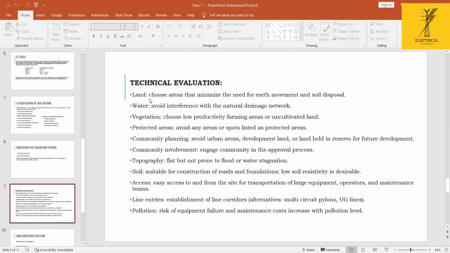Community planning. Avoid urban areas. Land cost is very, very high in the urban areas. Avoid development land or land held in reserve for future development. Avoid forest areas or the land near river crossings or near railway crossings. Avoid dust.